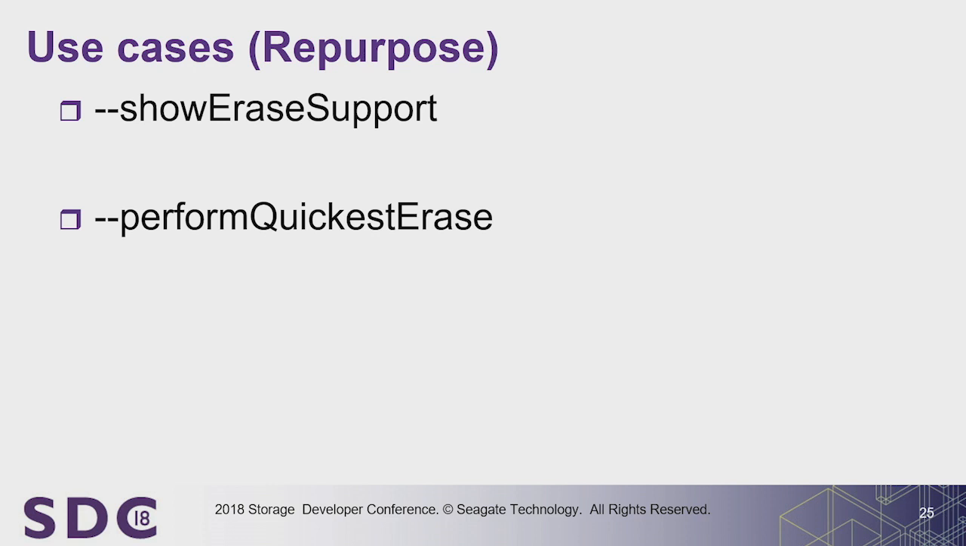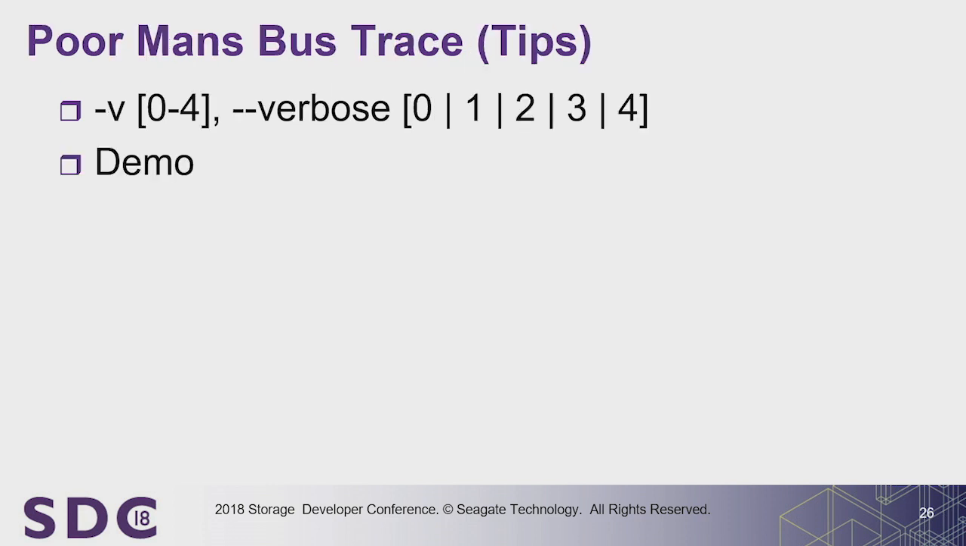A lot of these things are just part of our utilities. Perform quickest erase is also an API from the operations library. So if you don't want to use the utilities and you want to create your own ecosystem, you can use our openSeaChest operations library and do similar things.